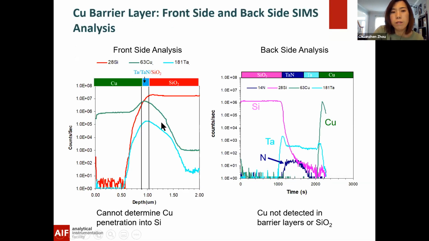So that's from the front side analysis, and this is from the backside analysis. You see there's nothing, no copper at all in the silicon oxide layer, and no copper in the titanium nitride and titanium layer. And it's a really sharp leading edge for copper, so a very clean copper distribution. As you can see, the difference is dramatic, and that actually tells a lot of stories and answers a lot of questions definitively.